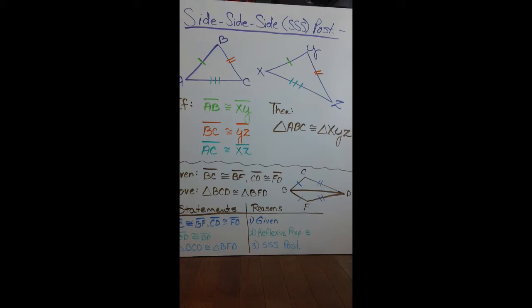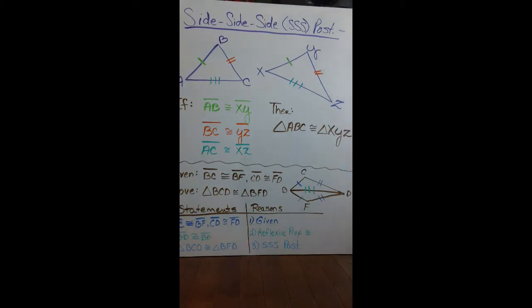So let's go ahead and mark that on the picture also. Side BD is congruent to side BD. Now if you'll notice, in the one triangle, we have three sides congruent to the three corresponding sides of the other triangle. So now we can say that triangle BCD is congruent to triangle BFD by the side-side-side postulate.